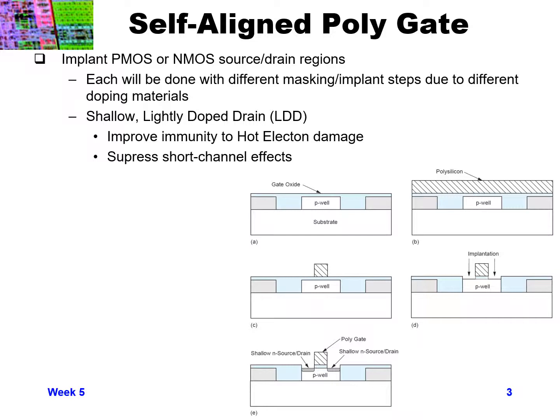It also helps suppress what are called short channel effects, which I won't go into in this processing talk, but in other talks I will. So these are the steps to produce the initial self-aligned gate with the source and drain regions for your transistors.